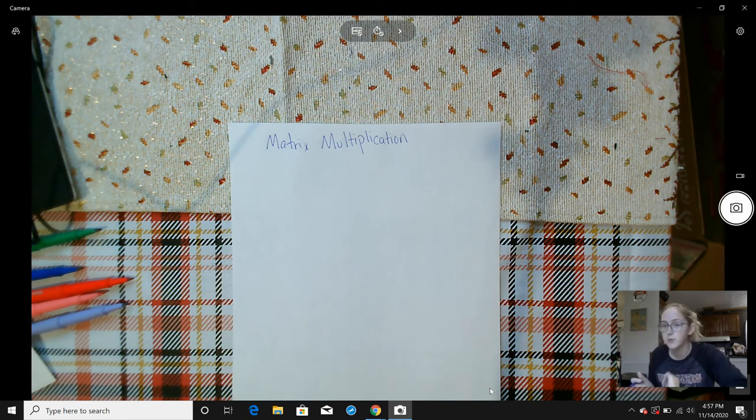So matrix multiplication is when you're multiplying two matrices together. It is not like matrix addition and subtraction where you just do it by element. That's not how matrix multiplication works. So we'll just jump right into an example.